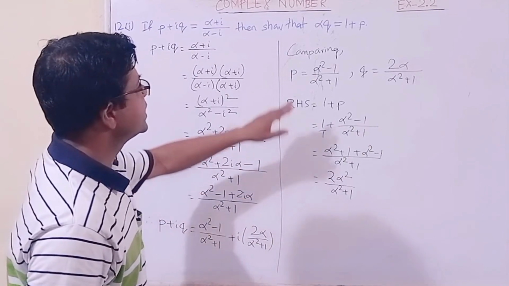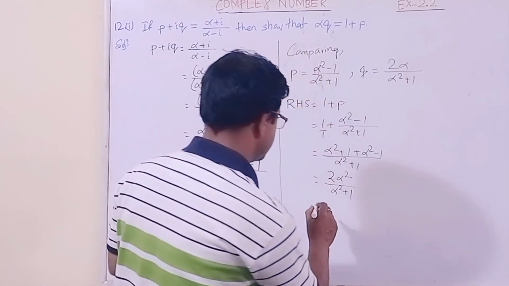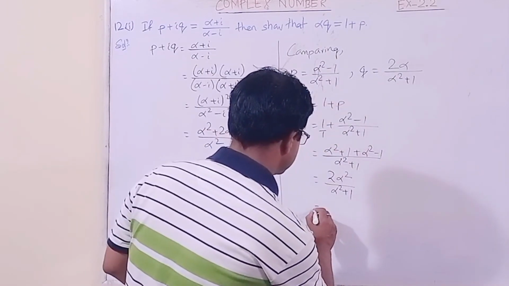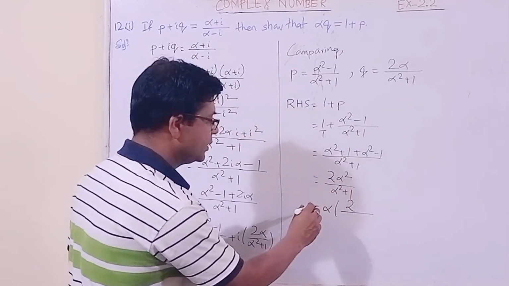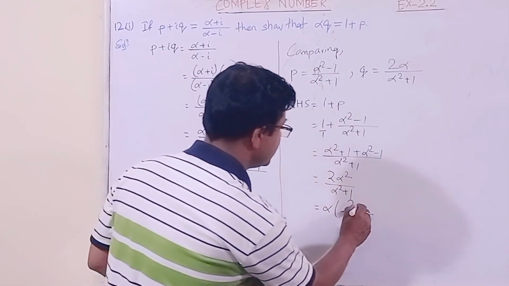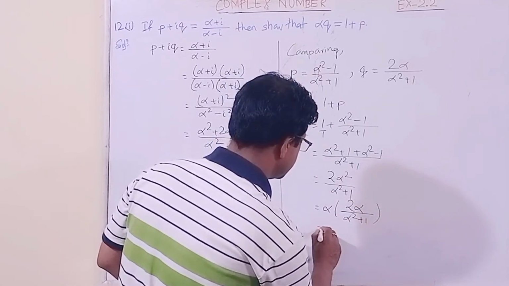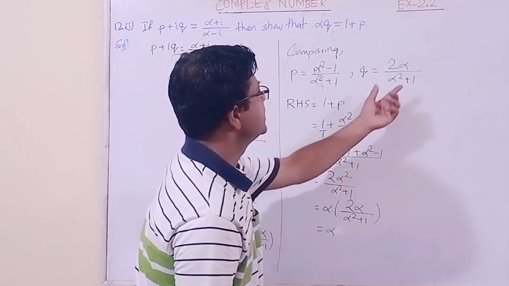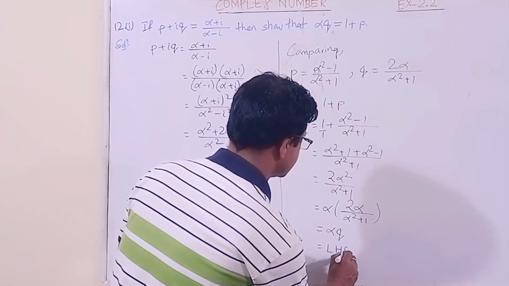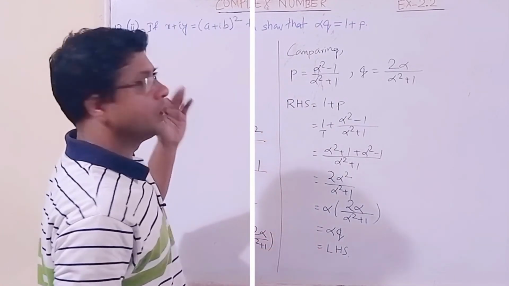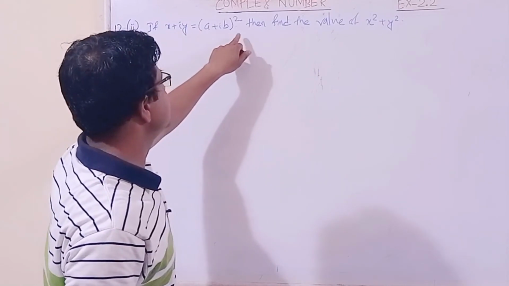Can we match with the left hand side? What is in the left hand side? It is alpha into q. So what is q? Just we can arrange a little bit. Alpha into, this is 2 alpha square. So 2 alpha square can be expressed as alpha into 2 alpha, isn't it? Denominator remains same. So this is alpha, and what is this? This is nothing but q. So this is the left hand side. We have proved. Okay.